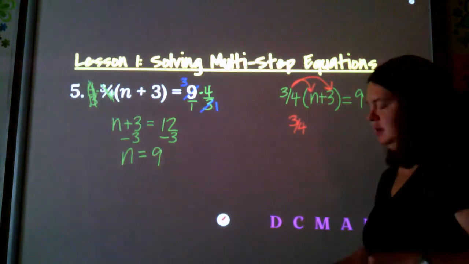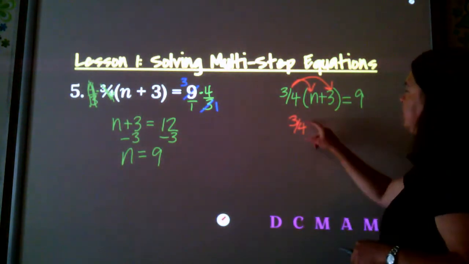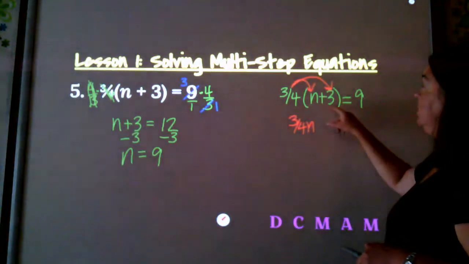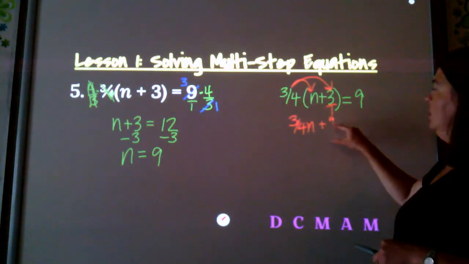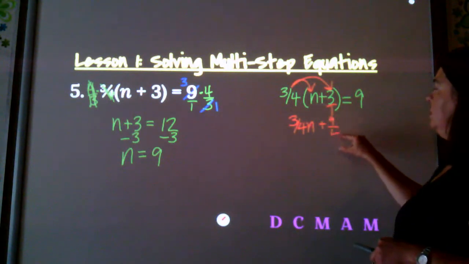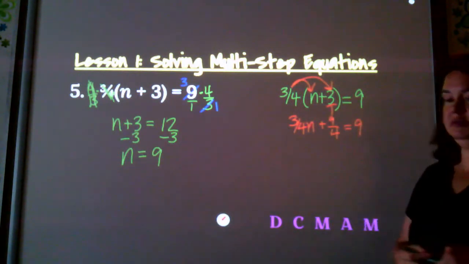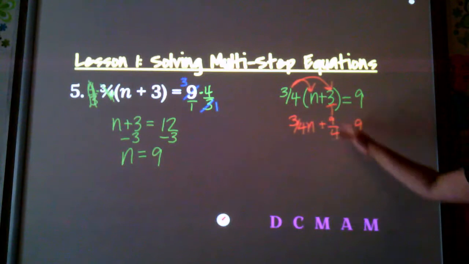Oops. Can you read that? You can read it, right? n, at least it looks like you could, and then I'm going to have to multiply. So 3 times 3 is 9, over 4 times 1 is 4, equals 9. Not too bad, we still have a fraction.